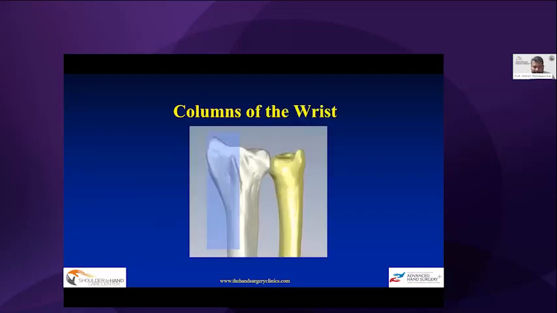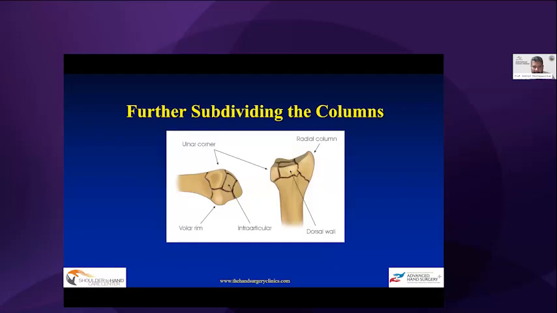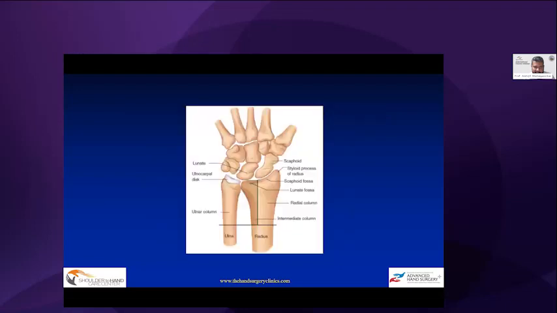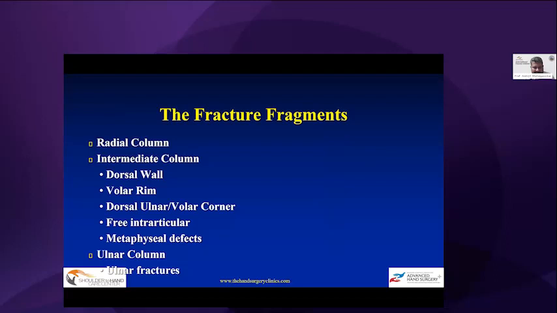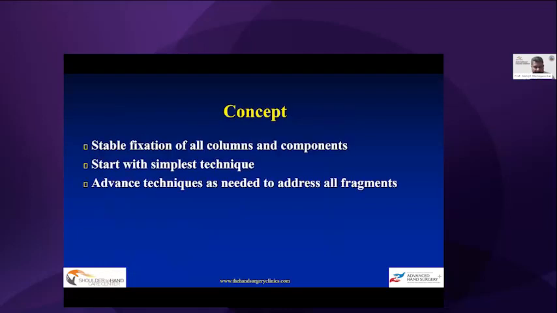Simplistically, there are three columns: the radial, the intermediate, and the ulnar column. Where it gets interesting is the subdivision of the columns. So the intermediate column is perhaps the most interesting aspect of the distal radius, where you have the dorsal wall, you have the volar rim, and you have the ulnar corner, which is again subdivided into dorsal and volar. And then you have the free intra-articular or incarcerated fragments with metaphyseal defects. And then, of course, the ulnar column, which involves ulnar fractures, which may be of the styloid or the articular surface or the head of the ulna.